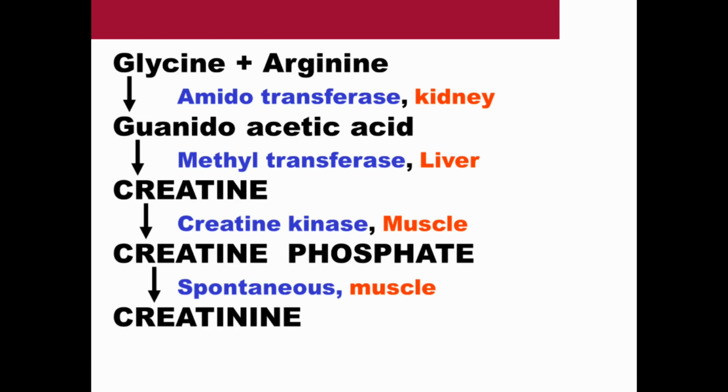So glycine plus arginine gives guanidoacetate. This step occurs in the kidney. Guanidoacetate takes a methyl group to form creatine. This step occurs in the liver. Creatine combines with ATP in the presence of creatine kinase to form creatine phosphate. This step occurs in muscles. Creatine phosphate spontaneously converts into creatinine. Again, this step occurs in muscle.